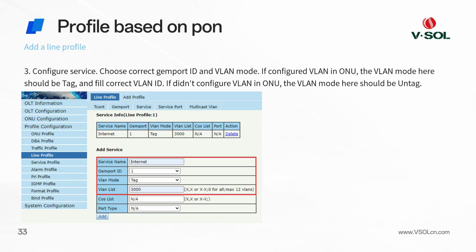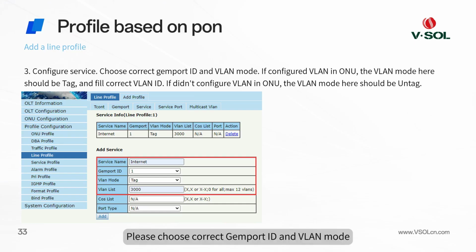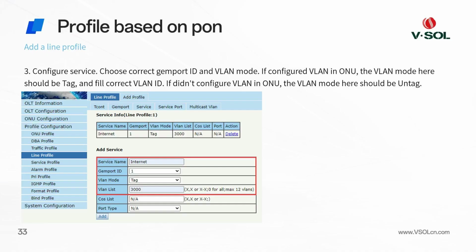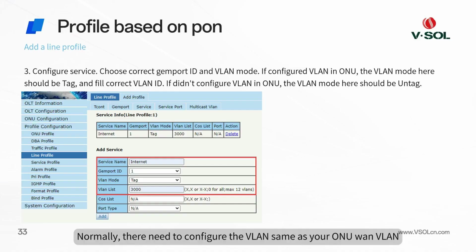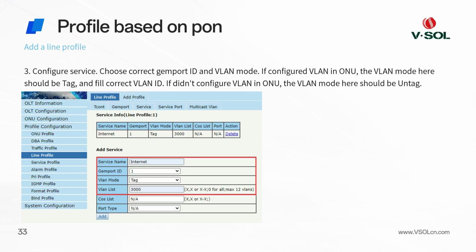Then you can configure service. Please choose the correct gemport ID and VLAN mode. If VLAN is configured in the ONU, the VLAN mode here should be tag, and you need to fill in the correct VLAN ID. Normally, you need to configure the VLAN the same as your ONU WAN VLAN. If you did not configure VLAN on the ONU, then the VLAN mode here should be untag.